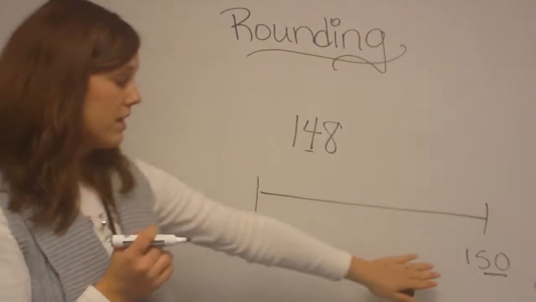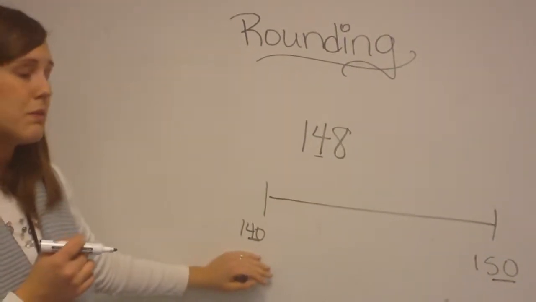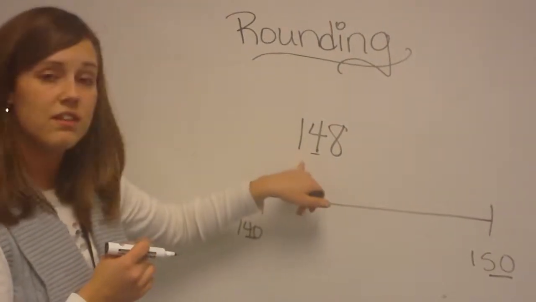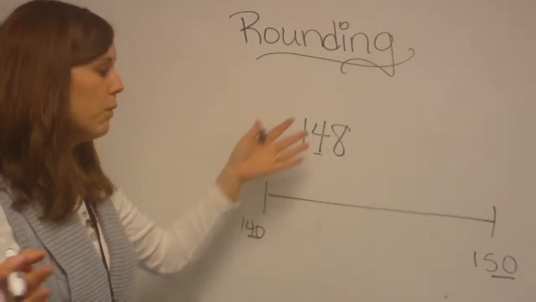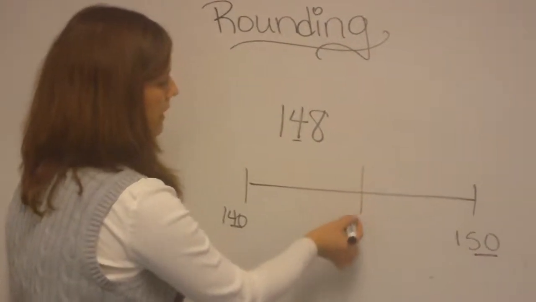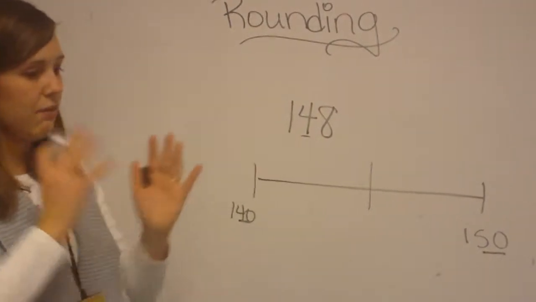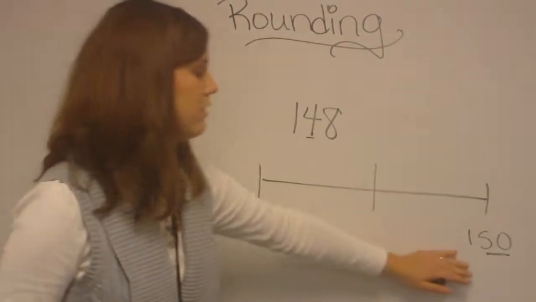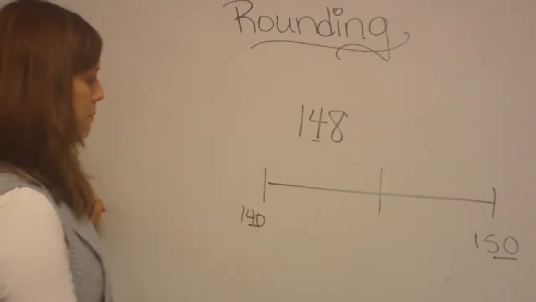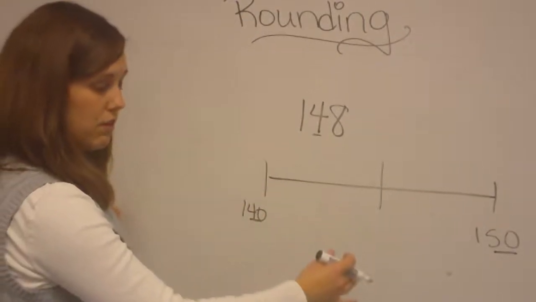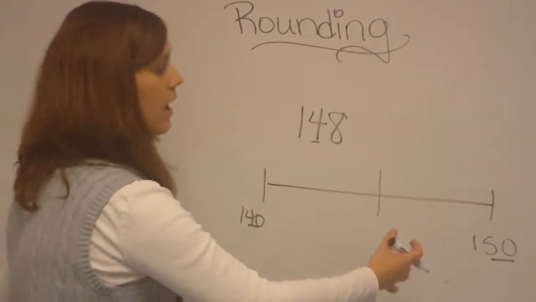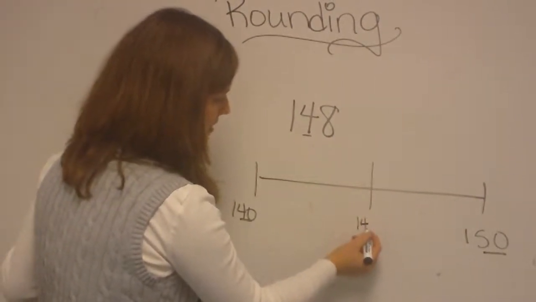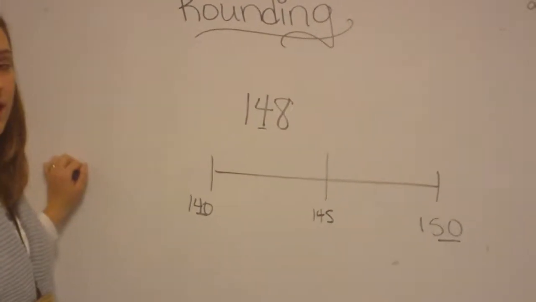But on a number line, I need to understand that this is between 140 and 150. But where? Well, let's do our benchmark halfway point. What is halfway between 140 and 150? Well, I could count by ones, 141, 142, 143, and so forth. What I will find is there's a halfway point of 145.